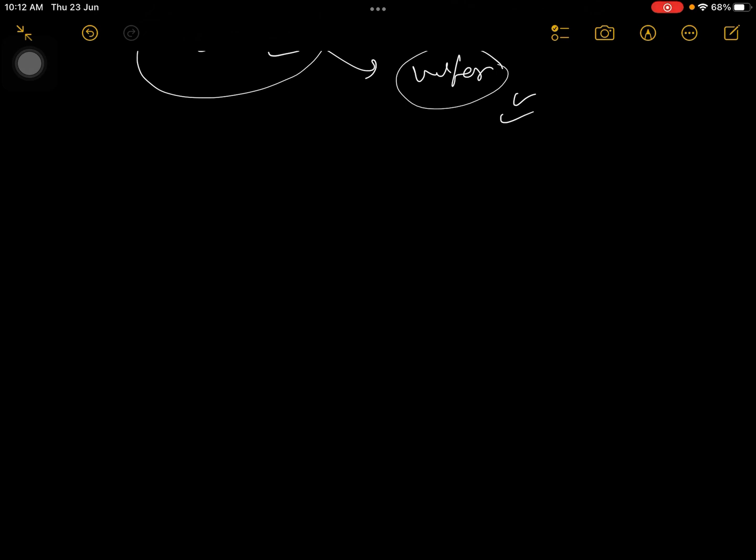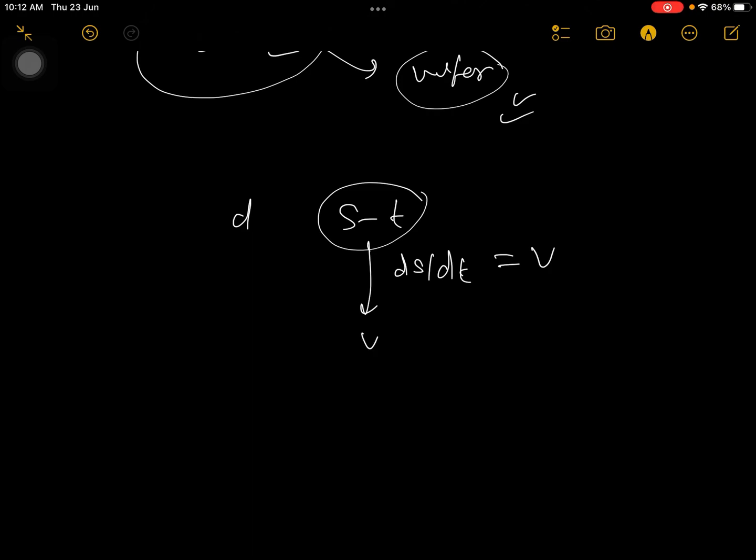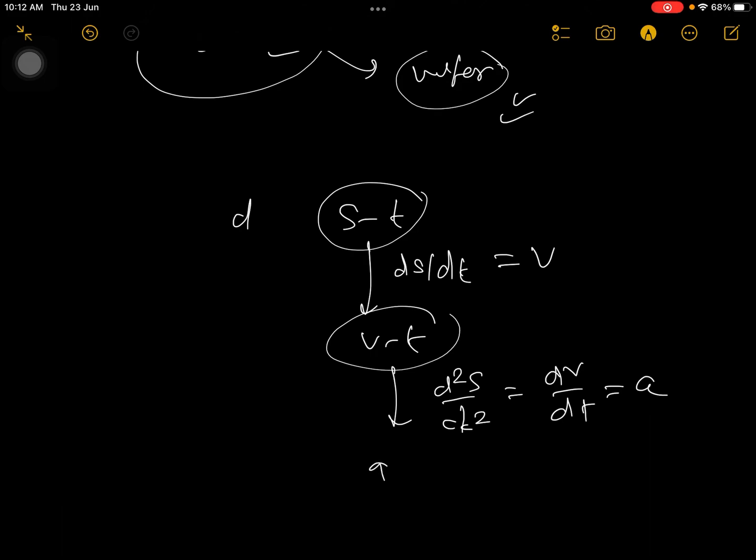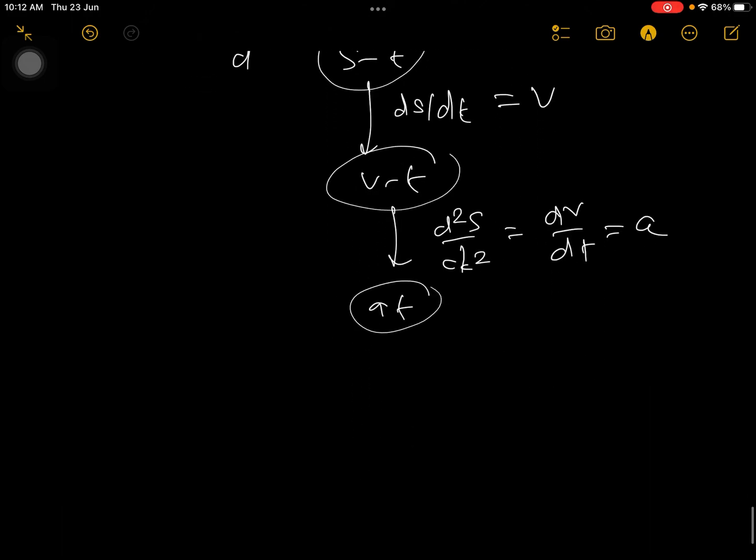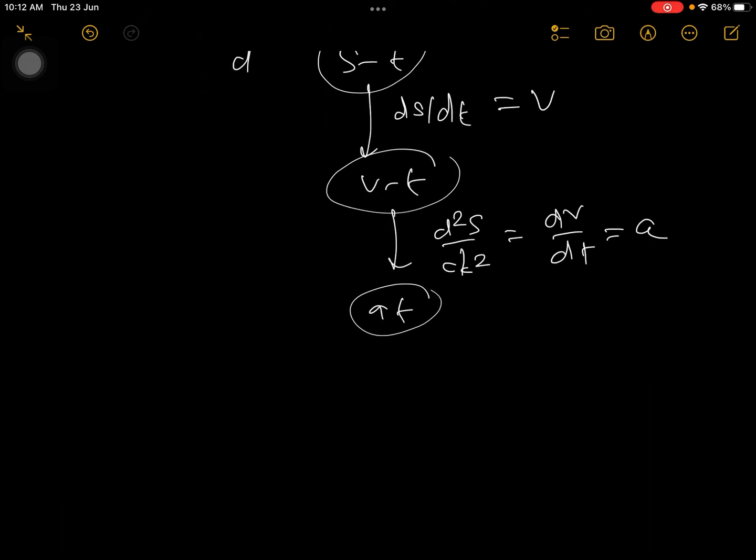I have explained in the last video also, like if an s-t equation is given, from this s-t equation, if you differentiate one time, ds by dt, it is nothing but velocity. So you'll be getting the velocity-time equation. And in the velocity-time equation, you give one more differentiation, d2s by dt square, or you can say dv by dt. So this will give you acceleration. It means you got the a-t equation. Okay. Now I will show you some examples.